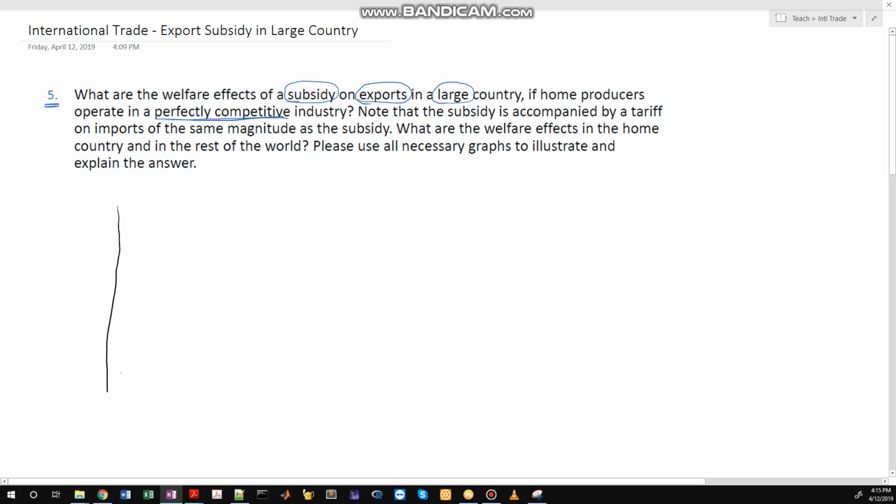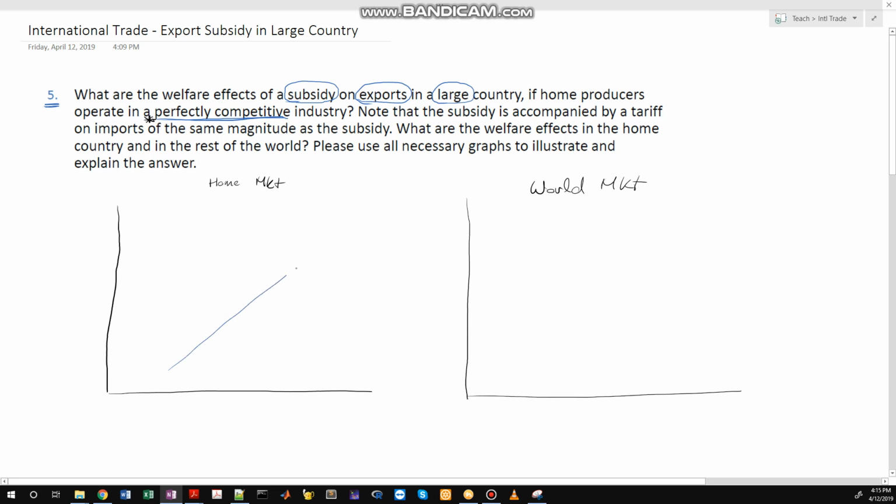So usually as we draw these, there's going to be 2 graphs. One for the home market and one for the world. So the first keyword that I'm going to use is the perfectly competitive market, and that's going to let me know that at home my supply is going to look something like this and my demand is going to look something like this. Demand and supply.